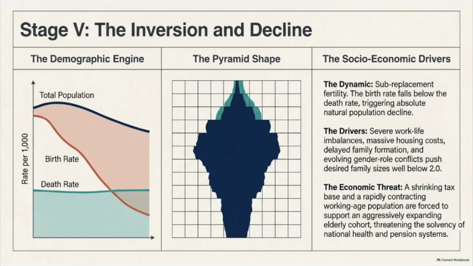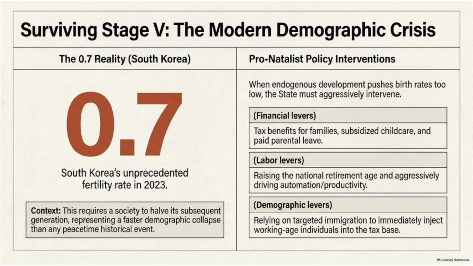This creates a serious economic threat as a shrinking tax base and a rapidly contracting working age population are forced to support an aggressively expanding elderly cohort, threatening the solvency of national health and pension systems. Looking closer at surviving stage 5, South Korea's fertility rate stood at an unprecedented 0.7 in 2023. This context means that such a society requires halving its subsequent generation, representing a faster demographic collapse than any peacetime historical event. To counter this, states must aggressively intervene through pro natalist policy interventions.